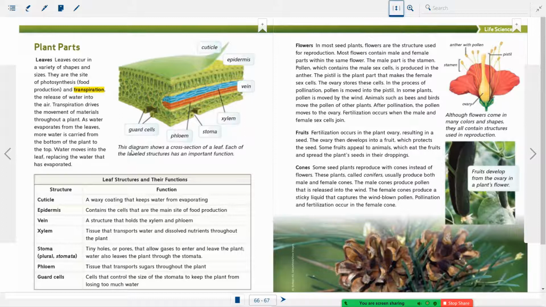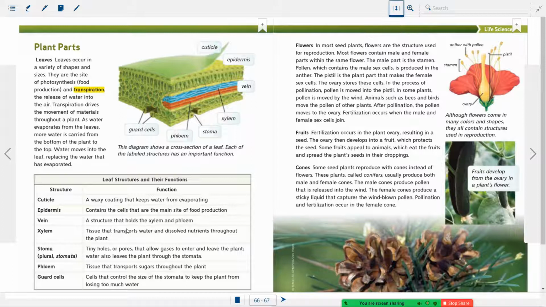Here we can take a look at the different parts. The diagram shows a cross-section of a leaf. So that means a leaf when it's cut, so you can see the inside. Each of the labeled structures has an important function. So here we have the guard cells. We have the phloem, the stoma, which are the openings in the cells. We have the xylem, the veins that carry water and nutrients throughout the entire plant. The epidermis, which is the top layer that helps keep moisture inside. And then we have the cuticle. Now, the cuticle is a waxy coating that keeps water from evaporating. The epidermis contains the cells that are the main site of the food production in a plant. The vein holds the xylem and the phloem.